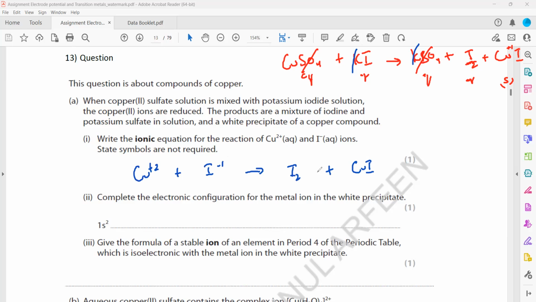Then we have to balance the equation. So if I put iodine, we have to balance. If I put 2 here and 4 here, iodine is balanced and copper is also balanced. So this is the balanced ionic equation for copper 2 ion and iodide ion. As they already mentioned, it is forming an iodine molecule and they specify that copper 2 ions are reduced. So copper 2 ions are reduced to copper 1.